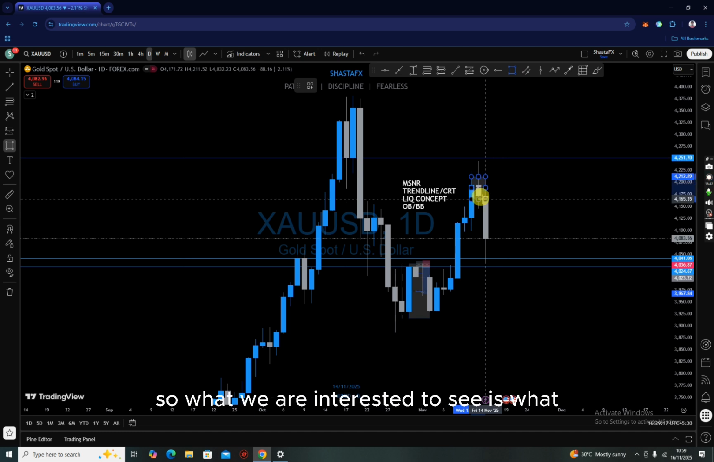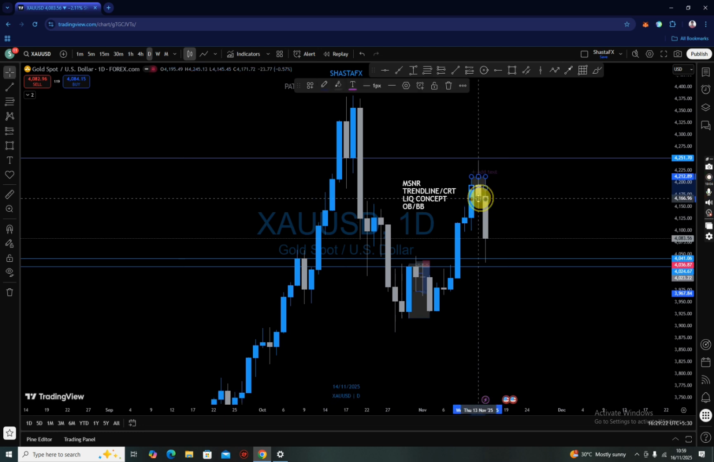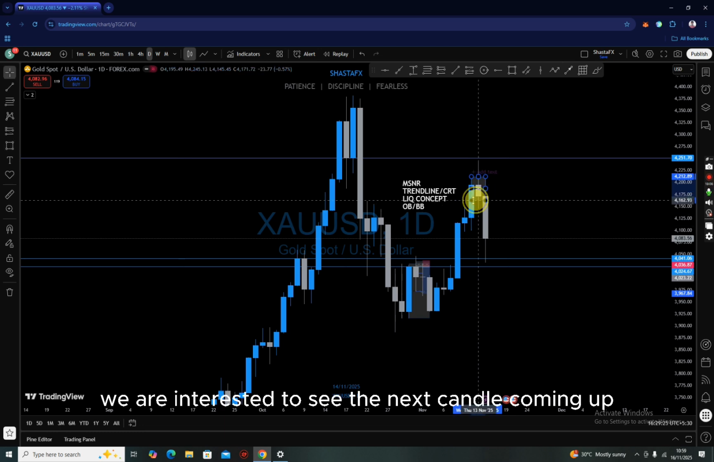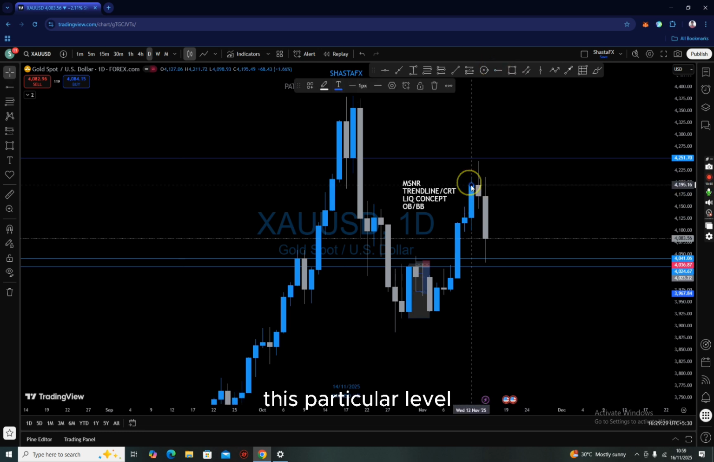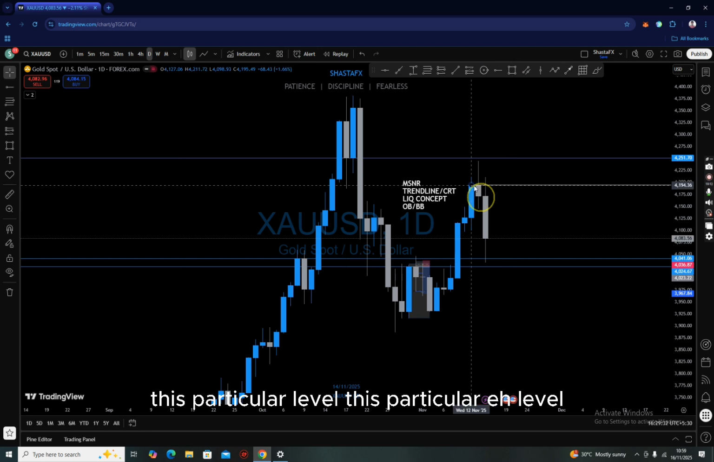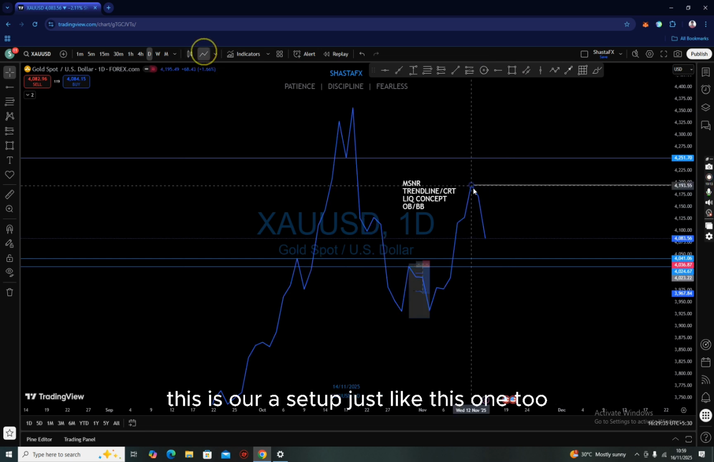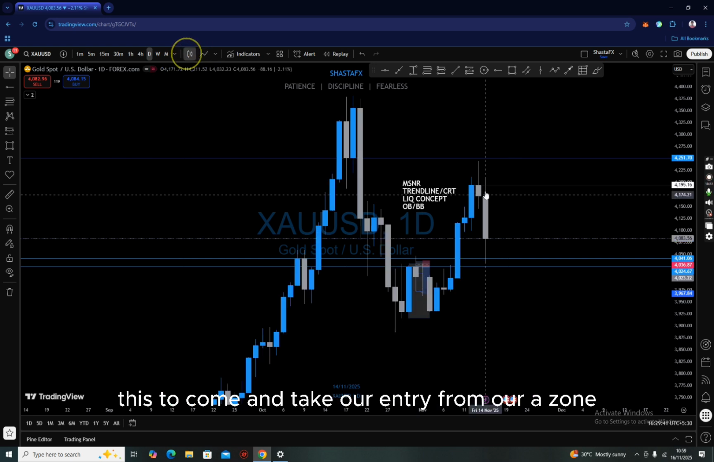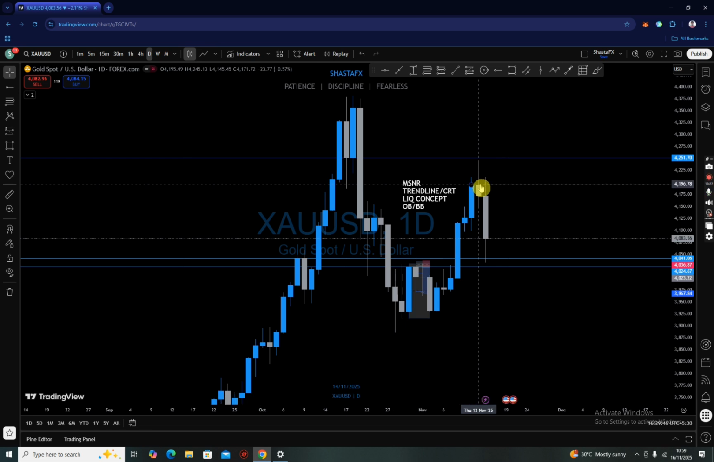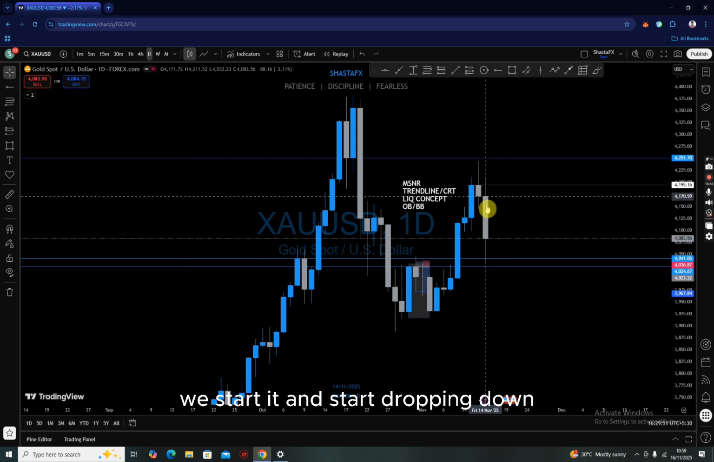So what are we interested to see? We are interested to see the next candle coming up at this particular level. If you turn it to line chart, this is our A setup, just like this one too. So we are interested to see this next candle come and take our entry from our A zone. We start it and start dropping down.